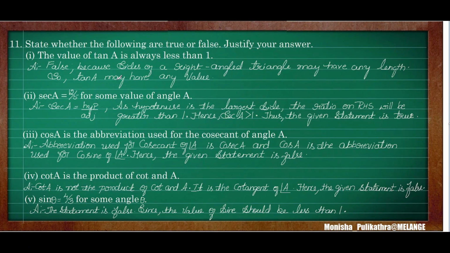So moving on to the last question of this session. Sin theta is equal to 4 by 3 for some value of theta. So the statement is false. Why? Because the value of sin should not be more than 1. You might have memorized the table of trigonometric ratios, that is sin theta for 0 degree, 30 degree, 45 degree, 60 degree and 90 degree. It goes like 0, 1 by 2, 1 by root 2, root 3 by 2 and 1. So it will be less than or equal to 1. So the statement is false.